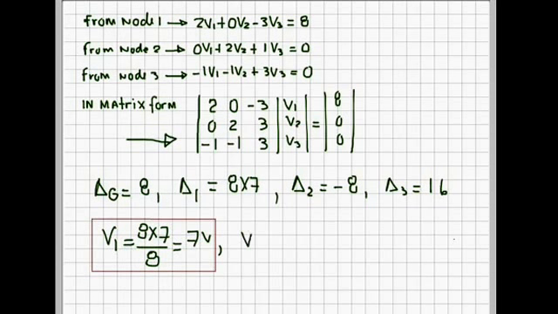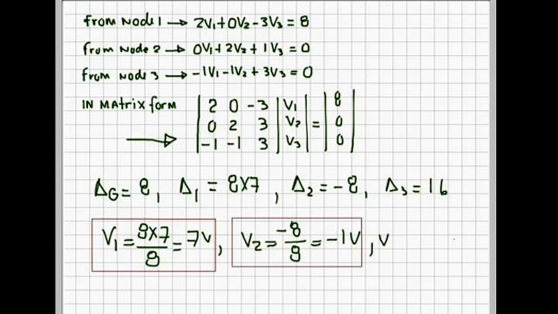Then the voltage V sub 1 is determinant 1 divided by the general determinant equals 7 volts. V sub 2, determinant 2 divided by the general determinant, is minus 1 volt, and V sub 3 is determinant 3 divided by the general determinant, equal to 2 volts. So the voltages in our circuit are 7 volts for V sub 1, minus 1 volt for V sub 2, and 2 volts for V sub 3.